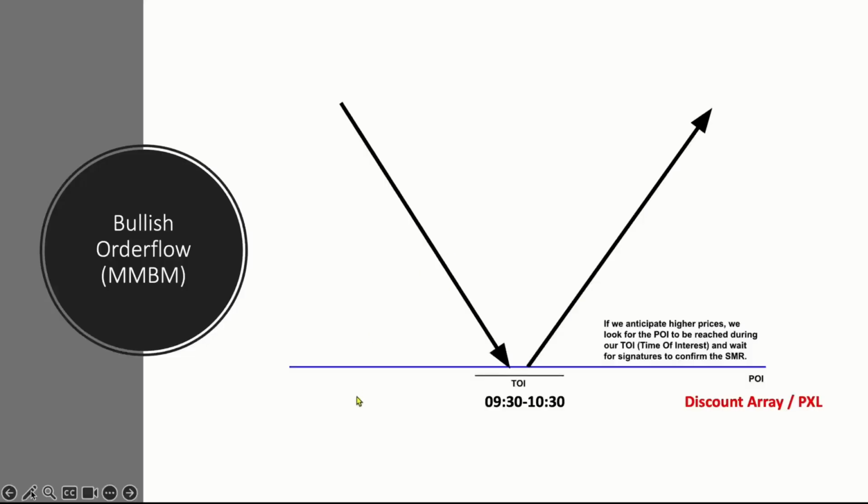So here is the final version of the schematic that has been shared with you ever since the first release of the first lecture of the market maker buy model, where we can see the sell side of the curve into a point of interest, and this point of interest has to get reached during 9:30 to 10:30. This point of interest is the discount array and the PXL. From there on, we want to see a smart money reversal occur, and on the lower time frames, this looks like a market maker buy model.